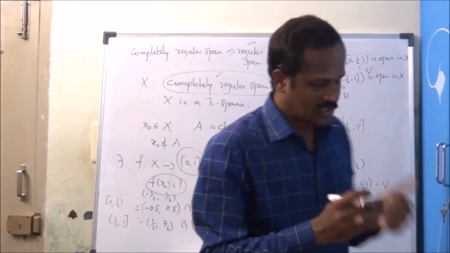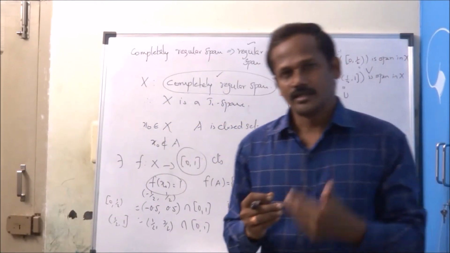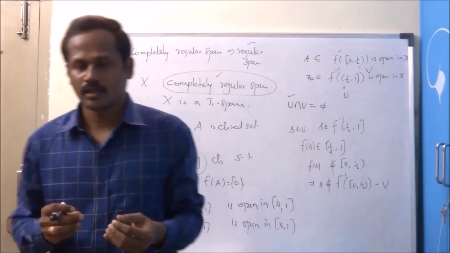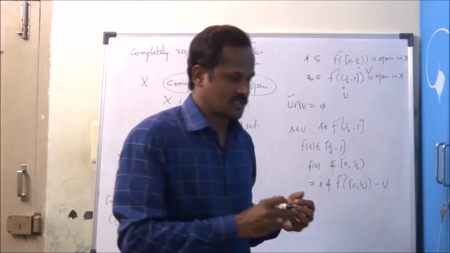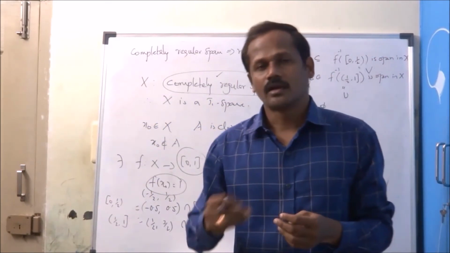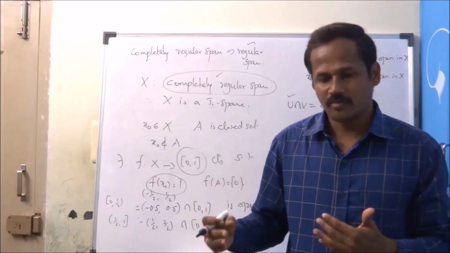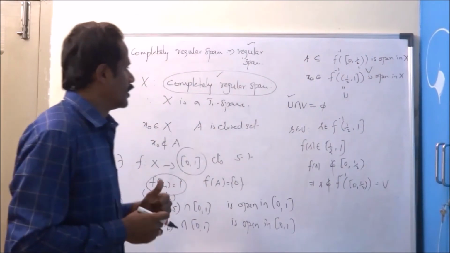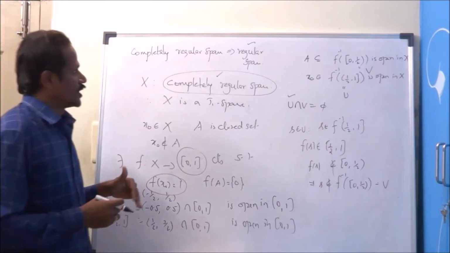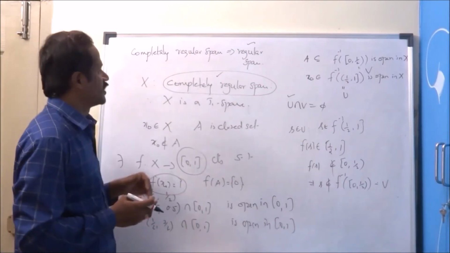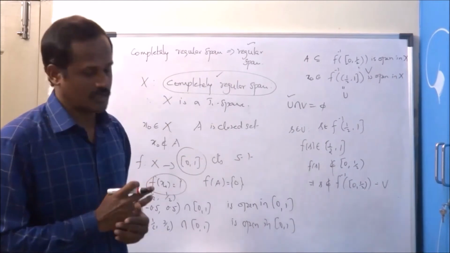Now we have summarized what we have defined and discussed. A space is a completely regular space if a singleton set is closed, and a point and a closed set not containing the point can be separated by means of a continuous function. And then we have proved that every normal space is a completely regular space. Now we establish that every completely regular space is a regular space.